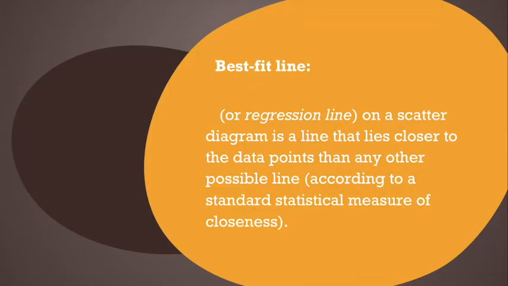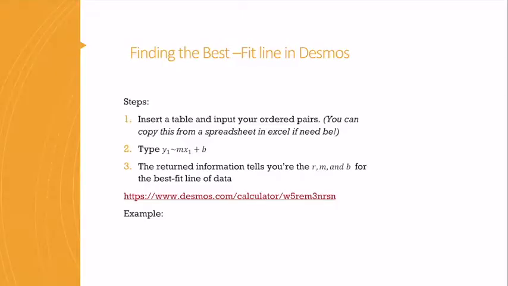So on a scatter diagram, our best fit line, also known as the regression line, is the line that lies closer to the data points than any other possible line. And this is according to a statistical measure of closeness. It's an ugly looking formula that we won't have to use because we're going to find our best fit lines on our graphing calculators or in Desmos.